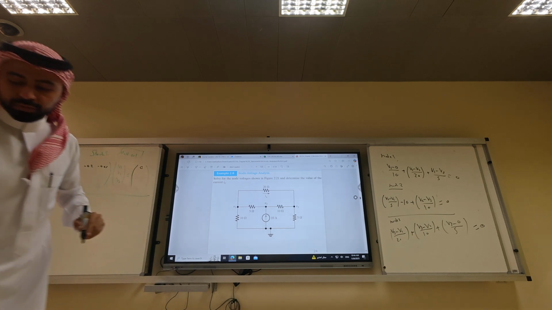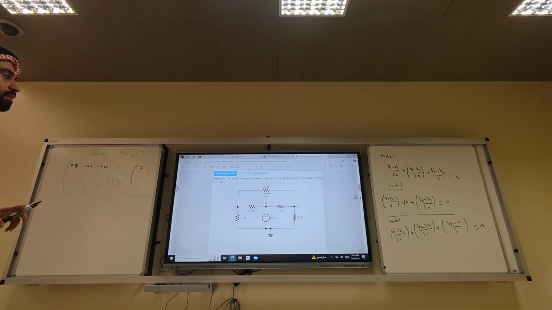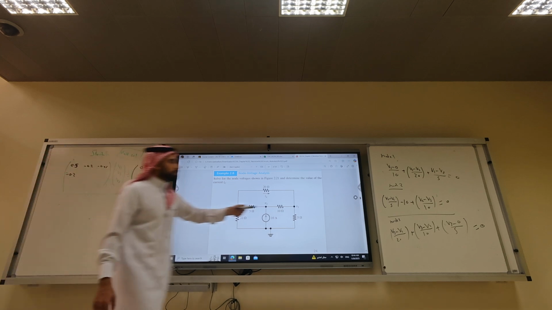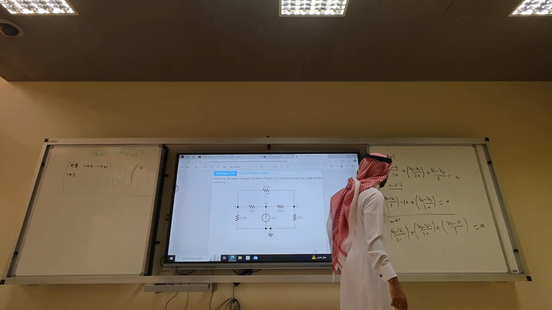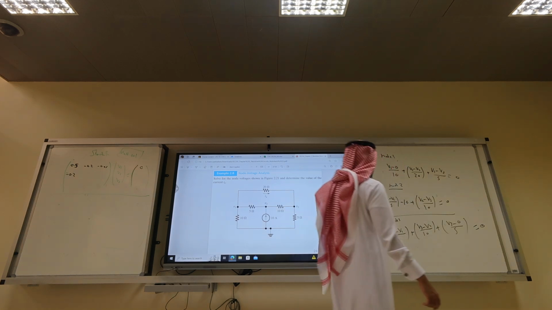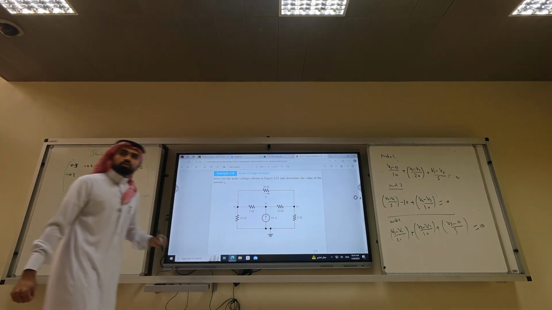Let's do node 2. Minus 1 over 5, which is minus 0.2, plus 1 over this one. Yes, plus 1. And then V2 is 1 over 5 plus 1 over 10, which is 0.1 plus 0.2, which is 0.3, right?